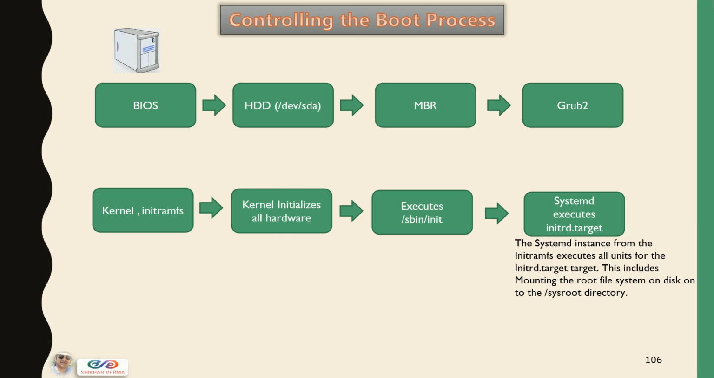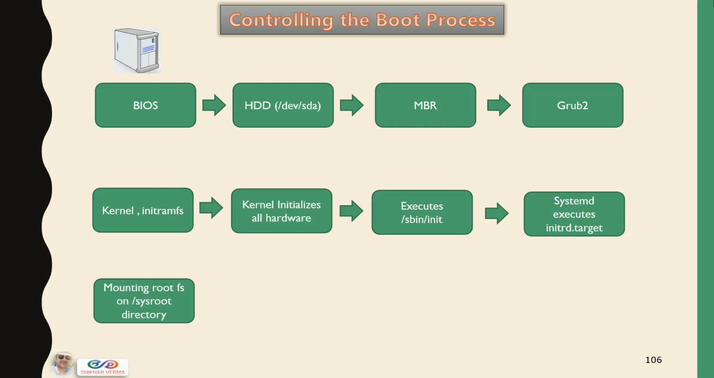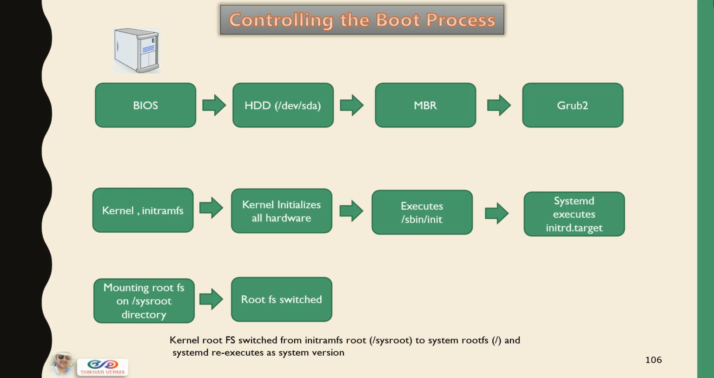Your systemd will start the required services, and also it will mount the root file system under /sysroot. That is only on a temporary basis. And after that, your system starts booting. And once the system is coming up, your root file system will be switched from the temporary one, that is under /sysroot, to the main one, that is under root. The kernel root file system is switched from the init RAM fs root, that is /sysroot, to the system root file system, that is /. And systemd re-executes as the system version.